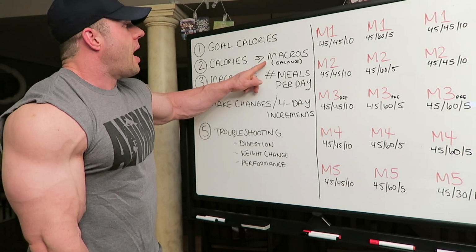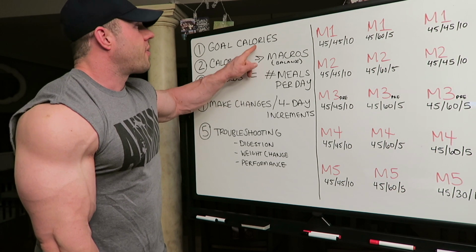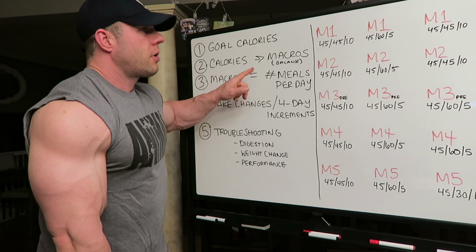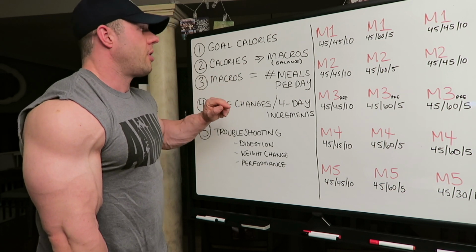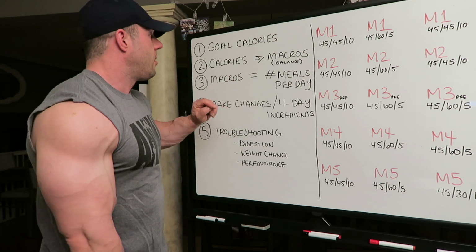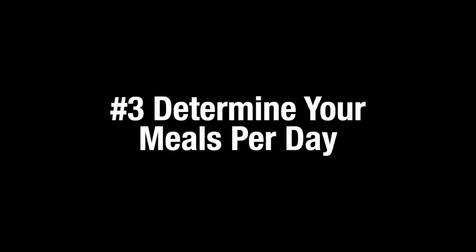So once you find your macro percents from the calories, then you'll divide by 9 to get your fat grams, 4 to get your protein grams, 4 to get your carb grams. Then you'll have your total number of fats, proteins, and carbs per day. Once you have that, then you've got to determine your number of meals per day.